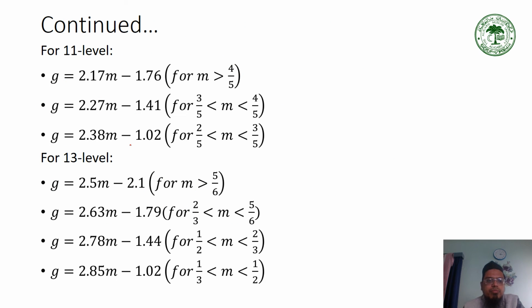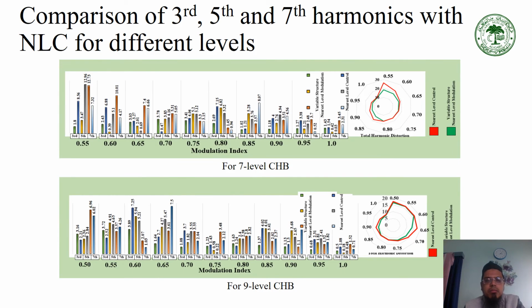to be minimum. And similarly you can find out the relation between G and M for 11 and 13 levels. Rather, we have done it for N levels in our paper that appeared in IEEE Access. Okay.